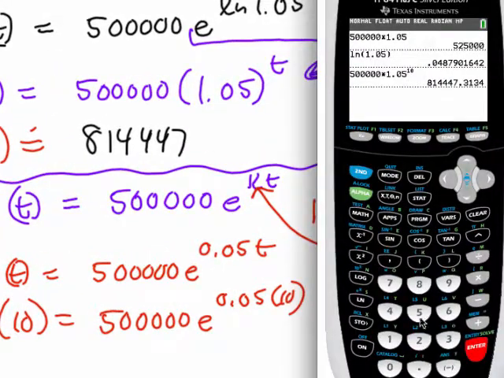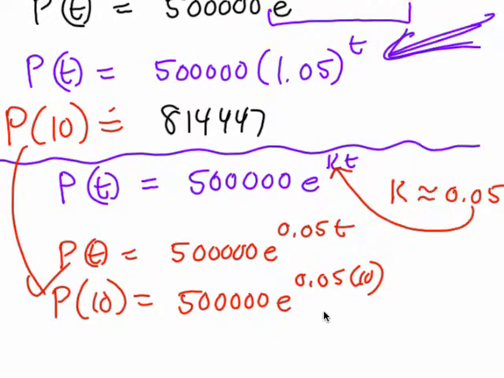let's just see how our answer compares. 500,000. Now we're obviously not going to get the same answer because we have a different value of k being used, but it's a value that's close to the true value of k. You'll notice that we get a population that is somewhat close to our original answer, 824,360.